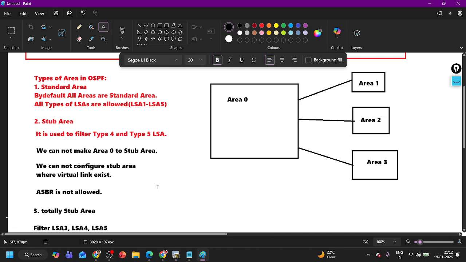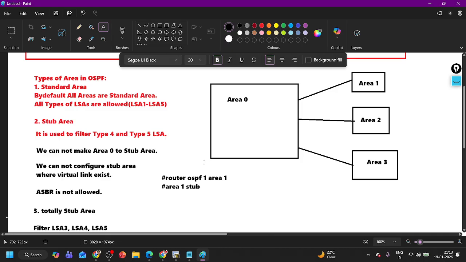Configuration is going to be very easy. Router OSPF 1, area 1, and here under OSPF I can say area 1 stub, or you can say totally stub. This command will enable stub. For neighborship we have not discussed this, but I have told you about the flag. There are some flags.